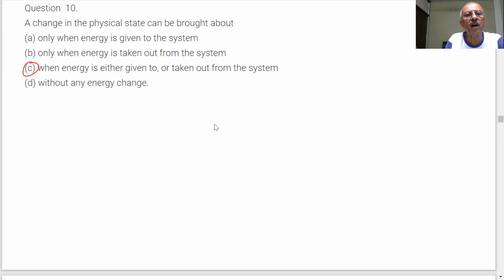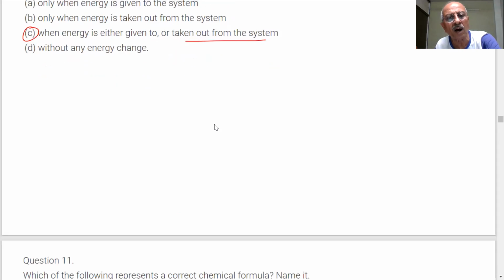Yes, because energy can either be given or taken out. Both types of reactions are there. Exothermic, endothermic, all this we have studied. Physical state change can take place whenever energy changes. Either energy can be added to the system or can be withdrawn from the system. Both are possible.